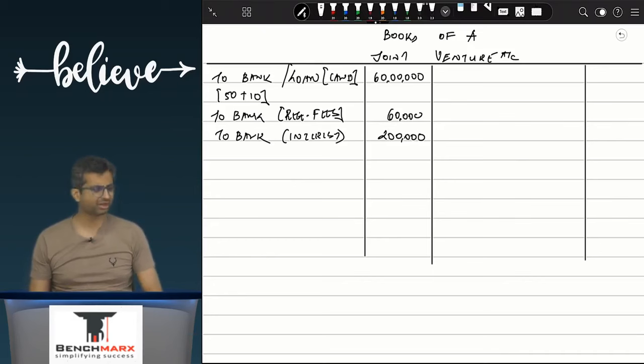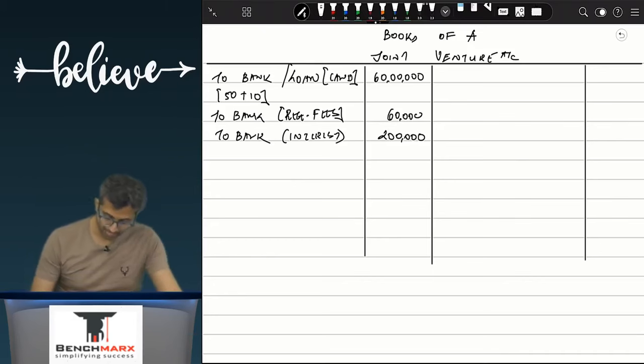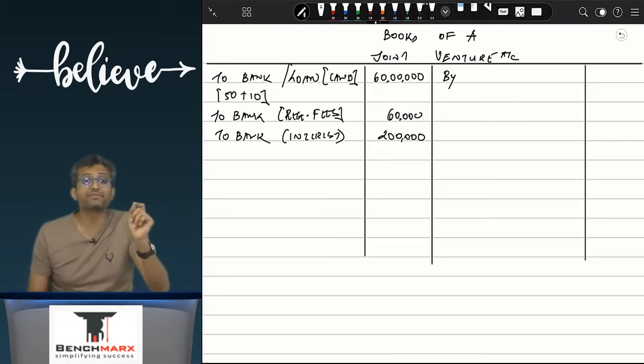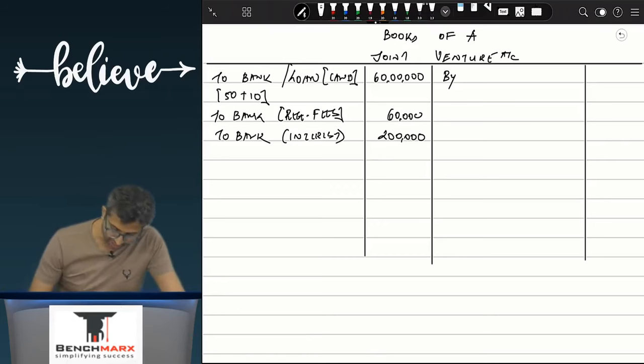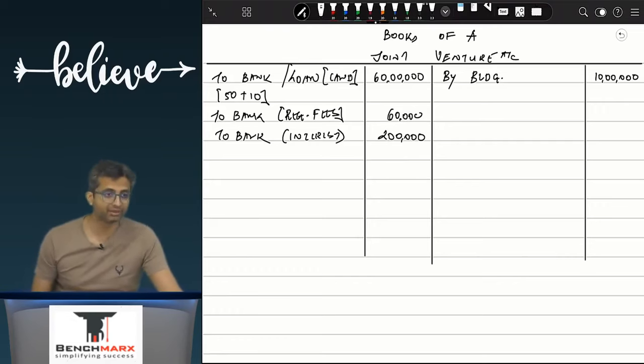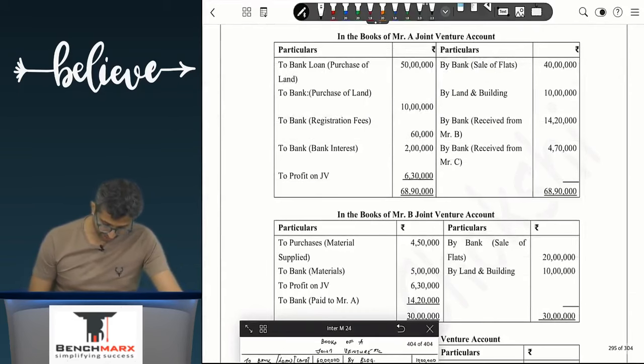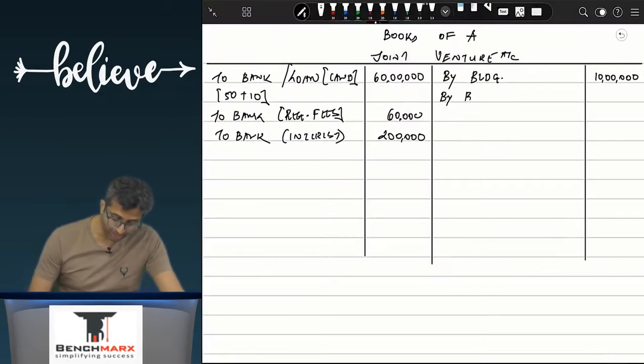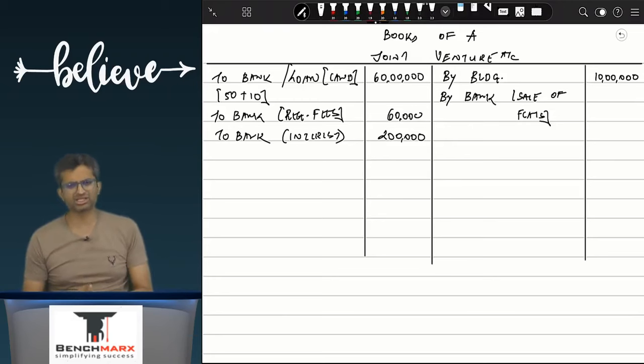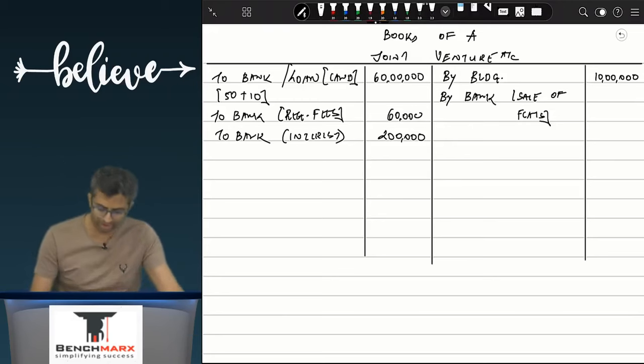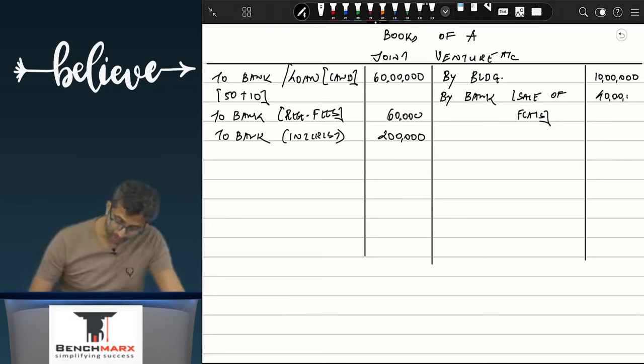Are we getting this? But other than that, what is A getting? Well, he is getting a flat in return, an actual flat. So let us say buy land and building, or whatever you call, buy building worth 10 lakh. This is one flat which is allotted to A itself, and as a result this will be 10 lakhs. And apart from that, they are also getting some proceeds from the sale of flats. So this is sale of flats. Ideally, the entry would be bank account debit to sales, but this is not my sales, it is a joint operation sales, so everything goes in the joint venture account. Only A's part will come, 40 lakhs.